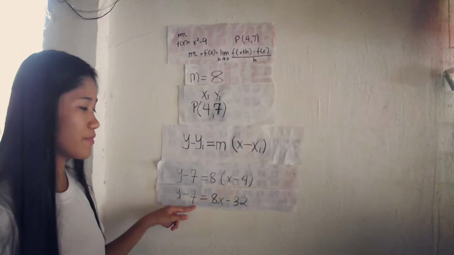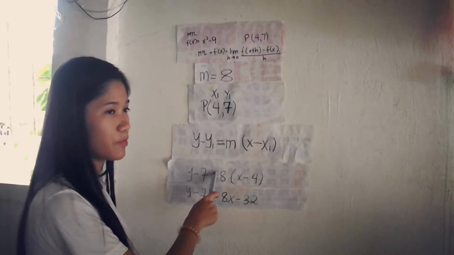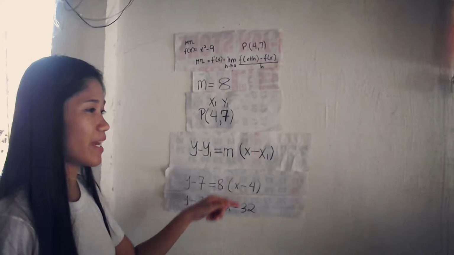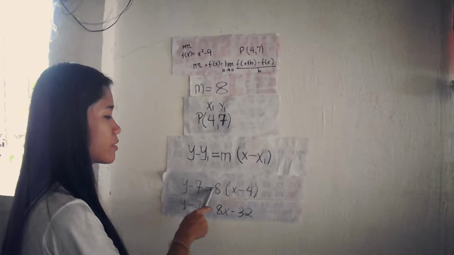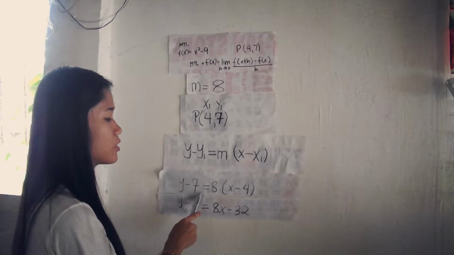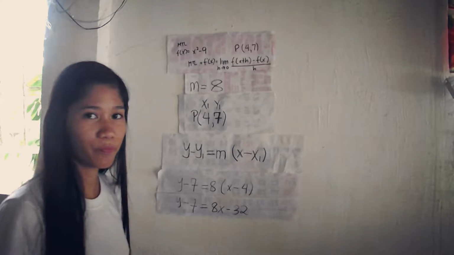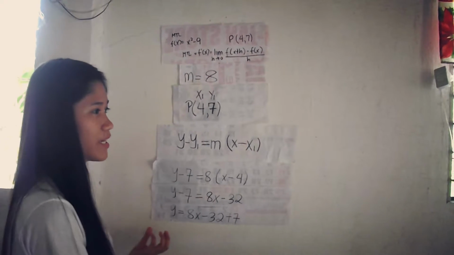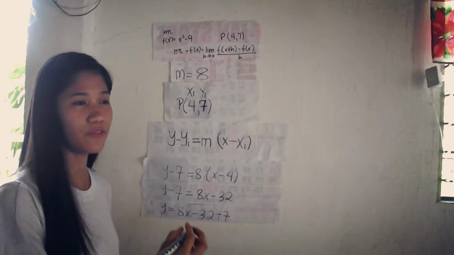The y minus 7 is equal to, we're going to distribute this 8 multiplied by x minus 4. So 8 multiplied by x is equal to 8x. 8 multiplied by negative 4 is equal to negative 32. So we're going to find the equation of y, where the y is the value of the equation of the tangent line.